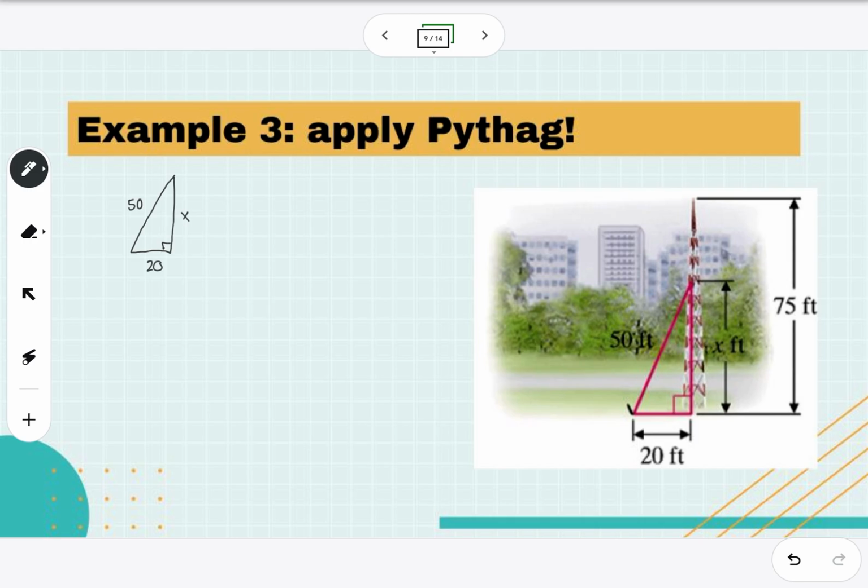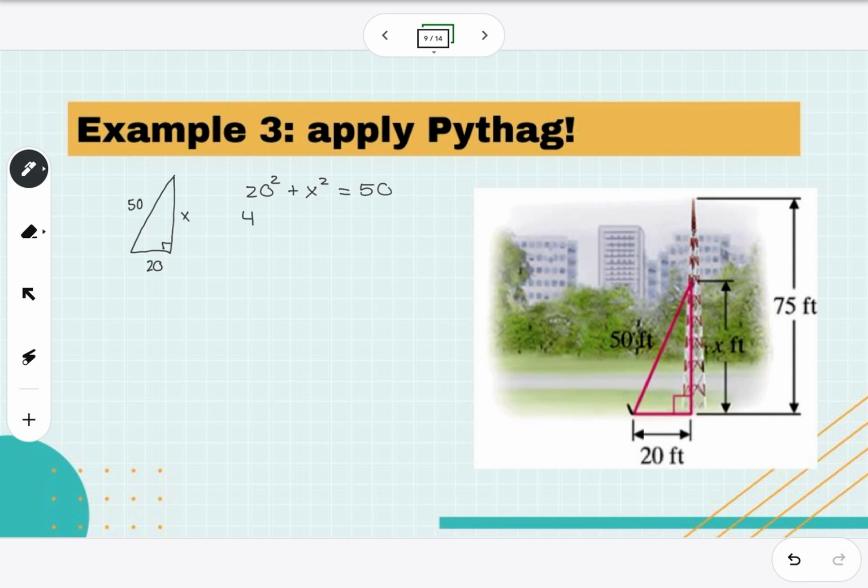I don't actually care about the 75 feet, right? They're telling me that I have a 75-foot antenna. It's kind of extra information here. That's cool. That's awesome. But really what they're asking me to solve for is x. So that's what we're going to do. X is one of my legs, so that means I'm going to plug it in for either A or B. Let's plug it in for B this time. Once again, doesn't matter. You could have done x squared plus 20 squared as long as you know it's a leg and you're plugging it in for either A or B.